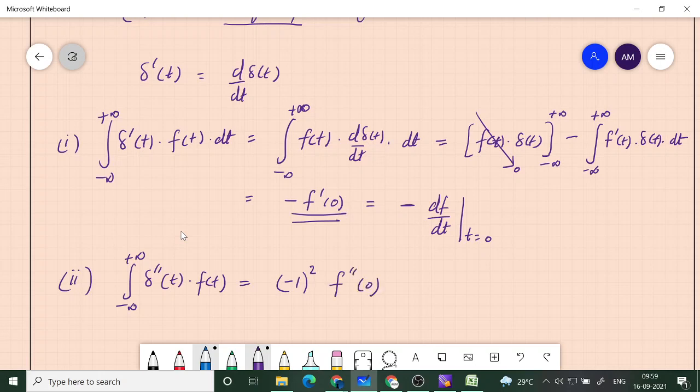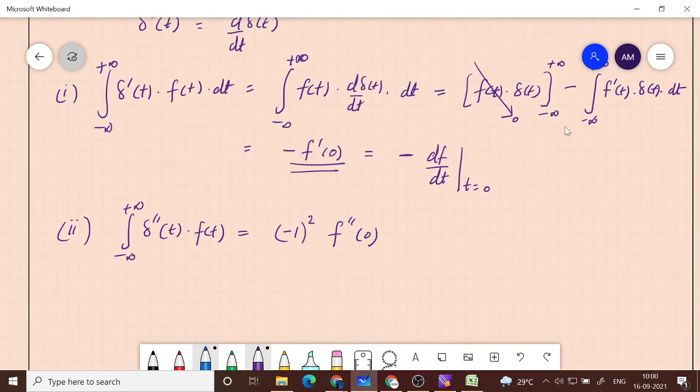Now this is just a repetition. I am just skipping the steps here. Whatever we did in the first part of the problem, if you repeat it 2 times, all you need to do, because the first term in the integration by parts doesn't give you anything since delta t is 0 at plus infinity and minus infinity, is take care of the second part, and you need to do that multiple times.